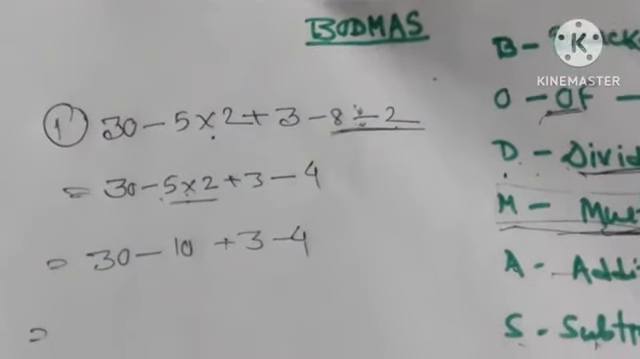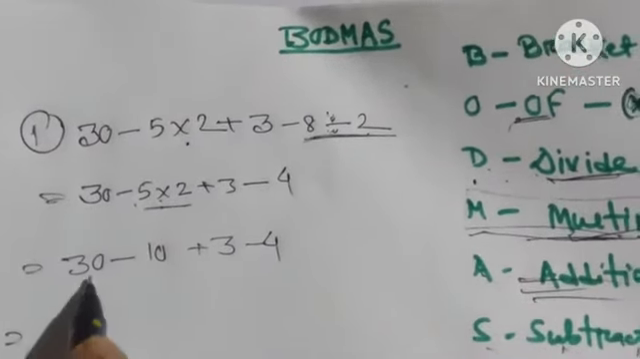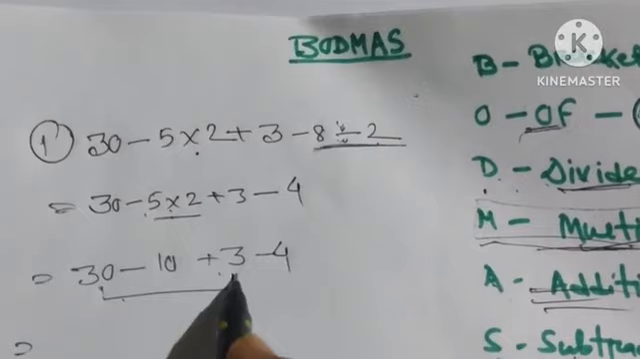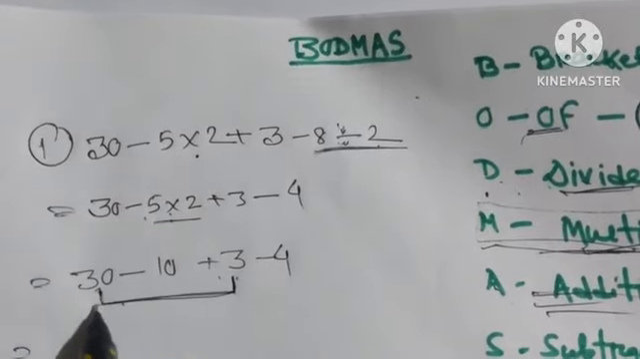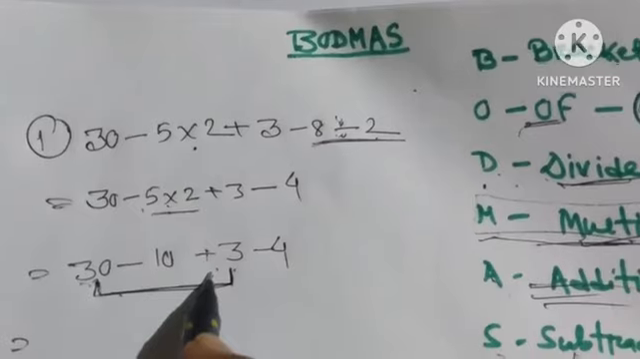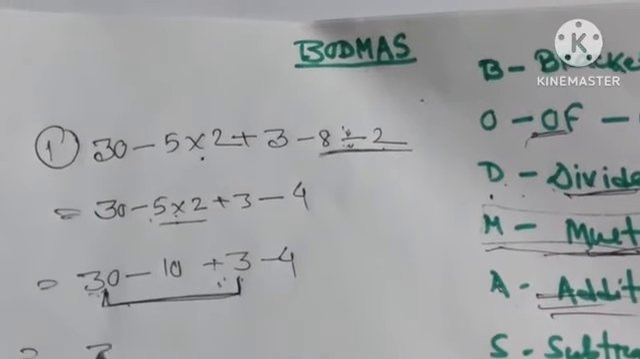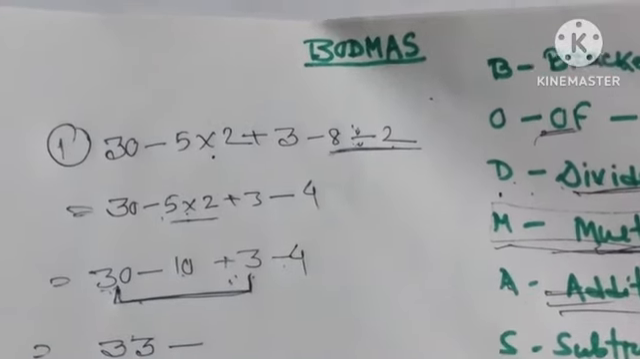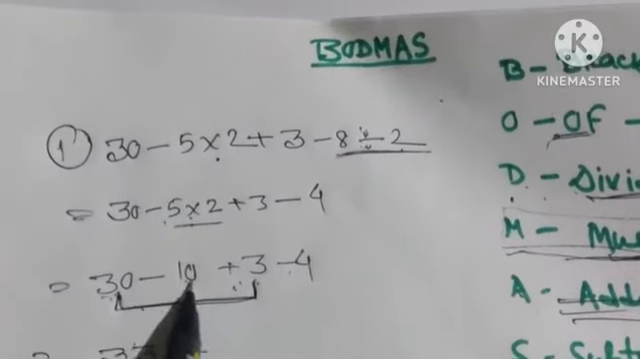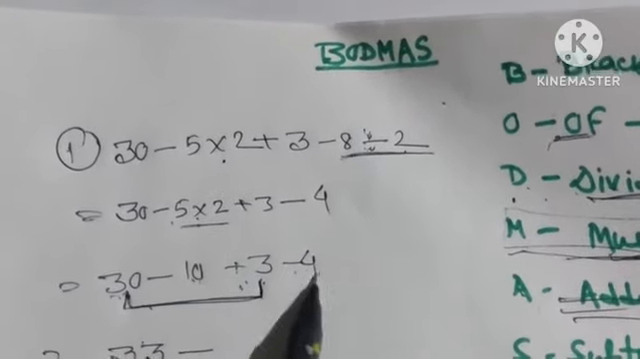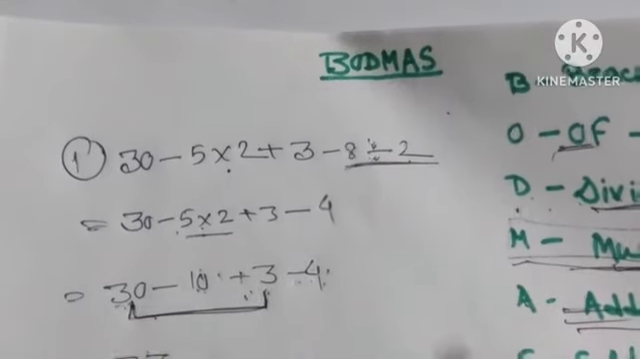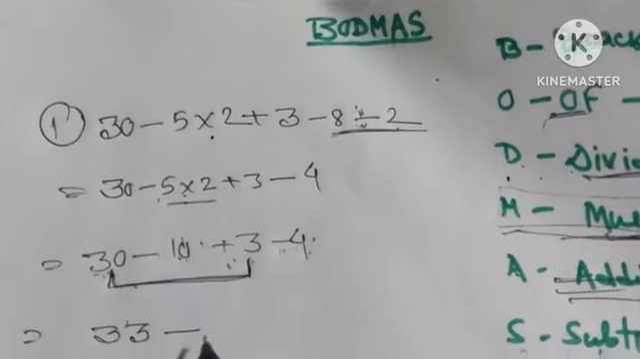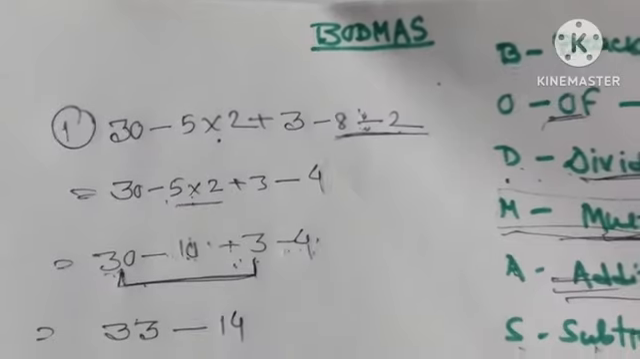Now after that we go to the addition. In this step, 30 and plus 3, these two are in plus sign, hence these two are added. 30 plus 3 is 33, minus 10 minus 4. Now in this step, the 10 and 4, these two are in minus sign, hence these two are also added, but the sign is minus. So minus 10 and minus 4 we write as minus 14.